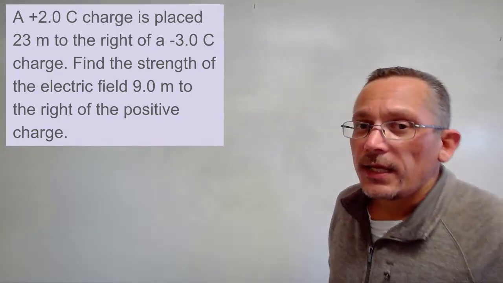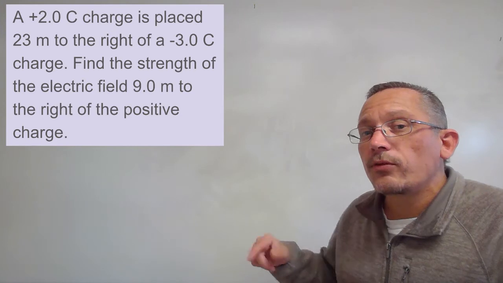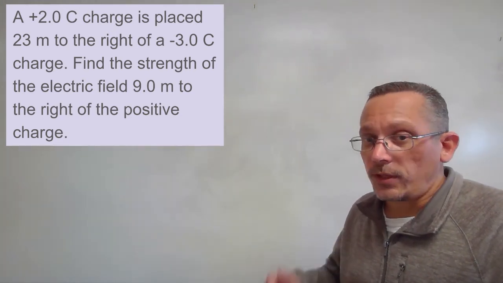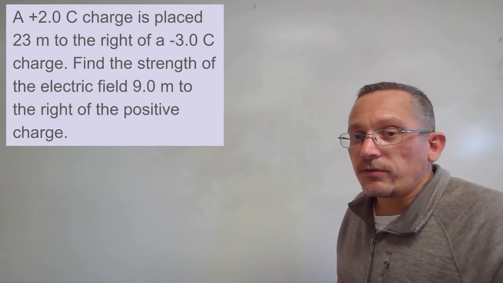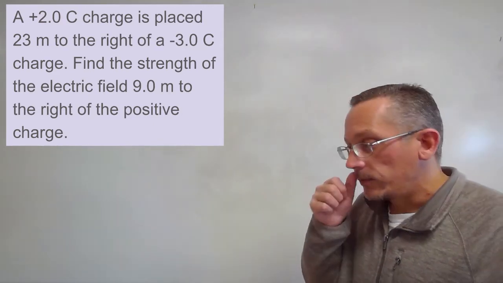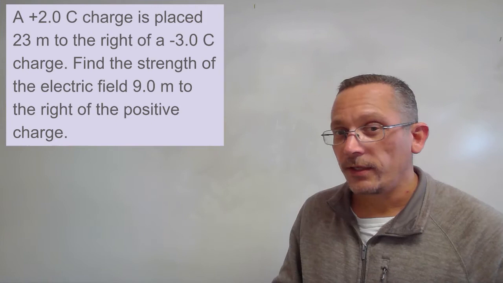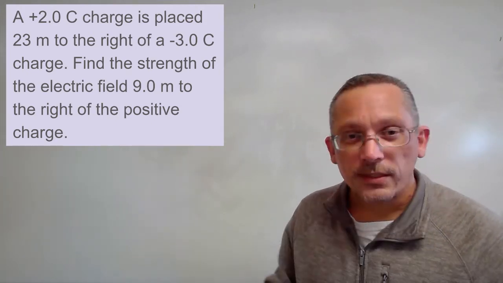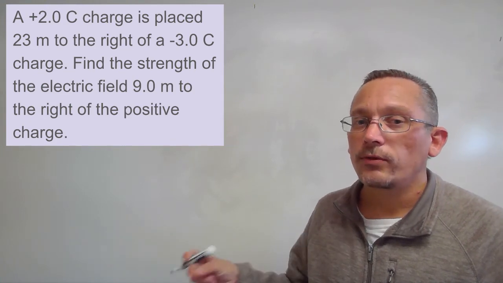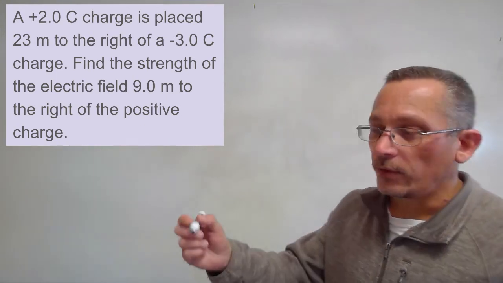Here's the problem. It says a positive 2.0 coulomb charge is placed 23 meters to the right of a negative 3.0 coulomb charge. Find the strength of the electric field 9.0 meters to the right of the positive charge. Drawing a diagram here might be very helpful. So let's take a look at what we know.